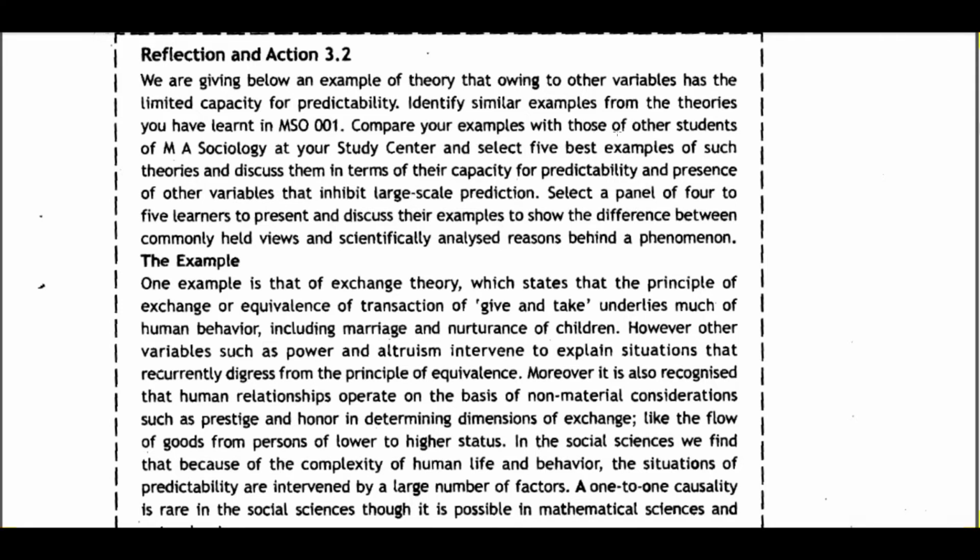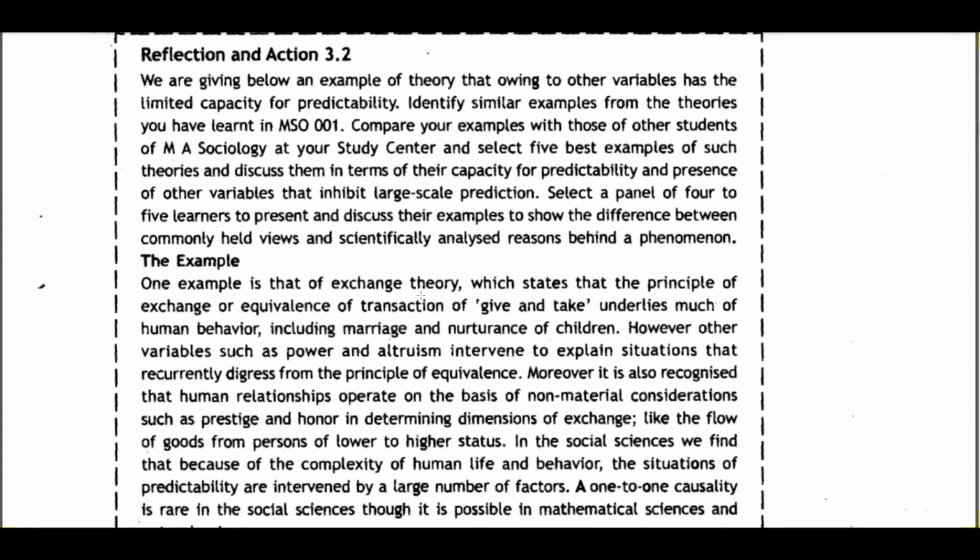Compare your examples with those of other students of MA Sociology at your study center and select 5 best examples of such theories and discuss them in terms of their capacity for predictability and presence of other variables that inhibit large scale prediction. Select a panel of 4 to 5 learners to present and discuss their examples to show the difference between commonly held views and scientifically analyzed reasons behind a phenomenon.